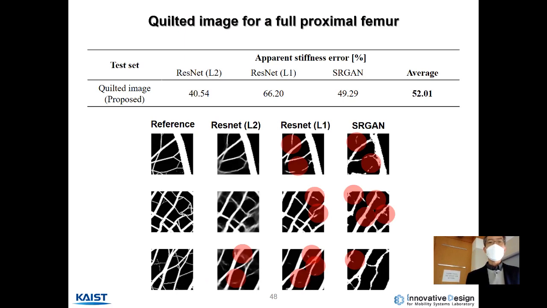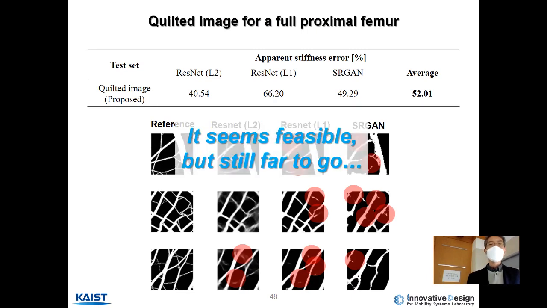When we obtain the reconstructed images through deep learning, we have this kind of many local disconnectivities, artificial local disconnectivities. So this causes significant error in bone strength. So again, it seems feasible, but we still have far to go.